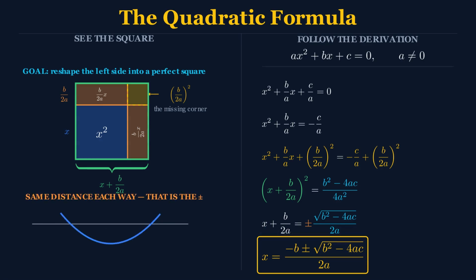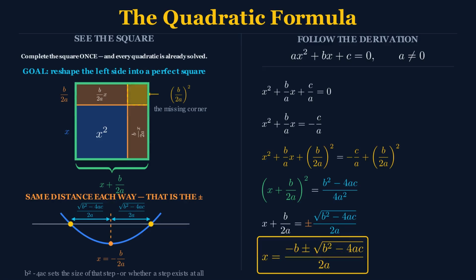On a graph, it is telling you a very simple story. Minus b over 2a is the axis of symmetry, the exact middle of the parabola. And the square root part is the distance you walk left and right from that middle to land on each root. Find the center, then step out equally in both directions. And b squared minus 4ac decides the size of that step, or whether you can step at all.